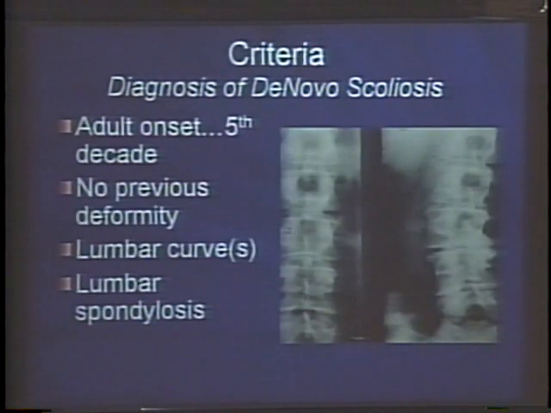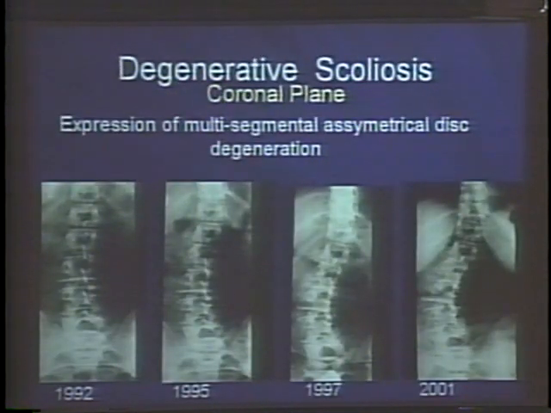In order to qualify for the diagnosis, it has to have the adult onset, usually in the fifth decade. There should be no previous deformity. The curves are generally lumbar, and lumbar spondylosis needs to be present. This is an expression of multi-segmental asymmetrical disc degeneration and disc collapse. And we see this significant change over a 10-year period in the coronal plane from almost no deformity to very severe deformity.